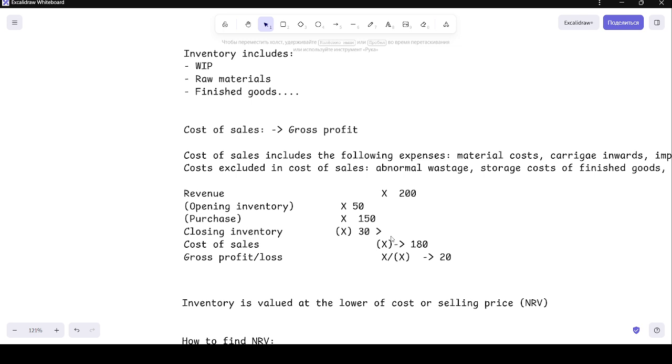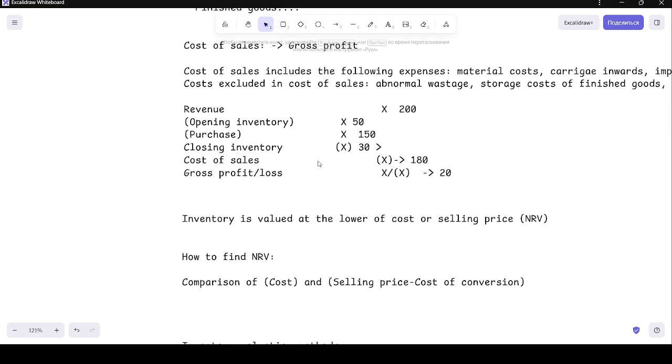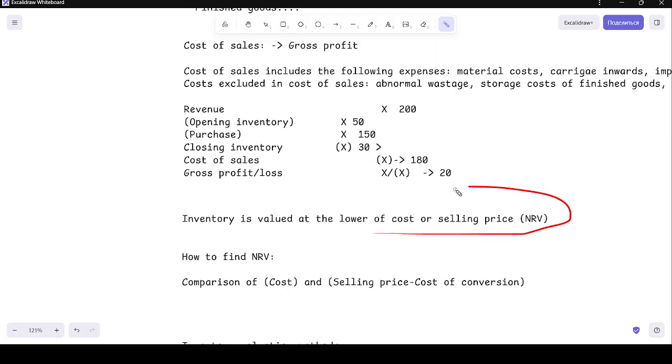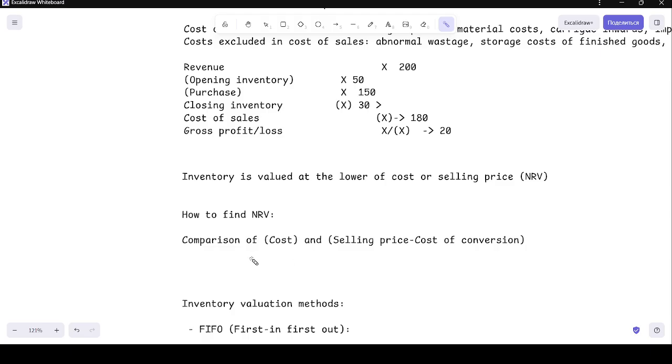And okay, we have to find the cost of sales. Actually, how do we value our inventory? We will value our inventory at the lower of cost or selling price, or we may call it NRV, net realizable value, right? How will we find NRV, net realizable value? We will compare our cost and selling price less cost of conversion.